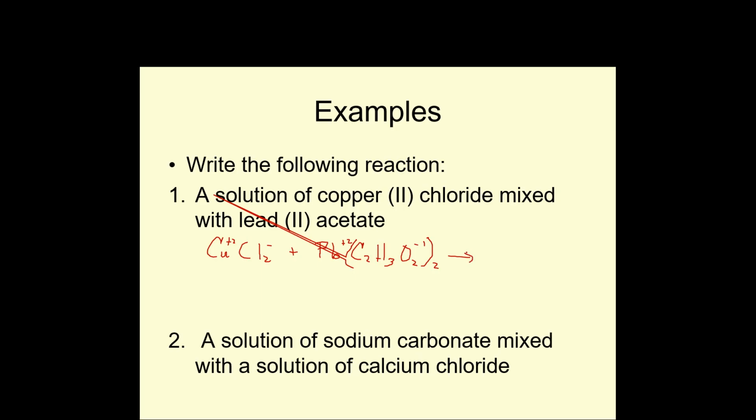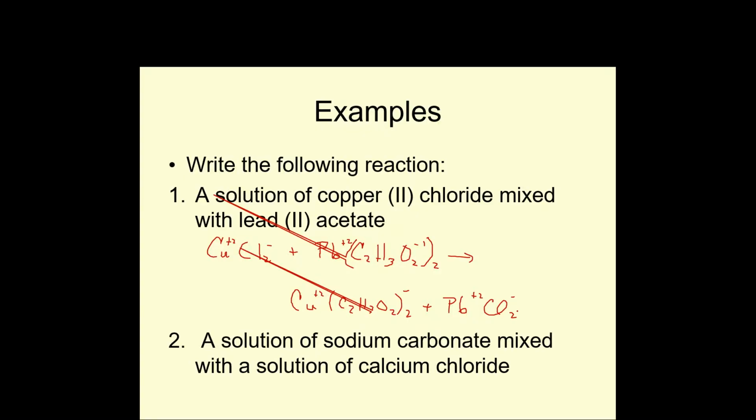Now, what are my products going to be? Well, my cations have to switch places, so the lead is going to switch places with the copper. So down here, I'm going to write because there's space there. The copper at +2 is now going to pair up with the acetate. And the lead is going to pair up with the chloride.